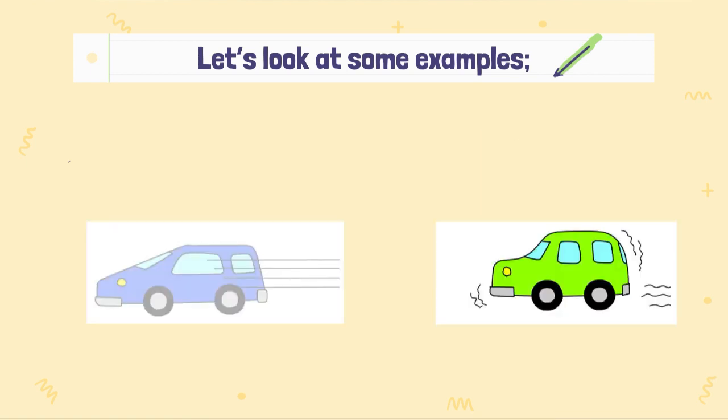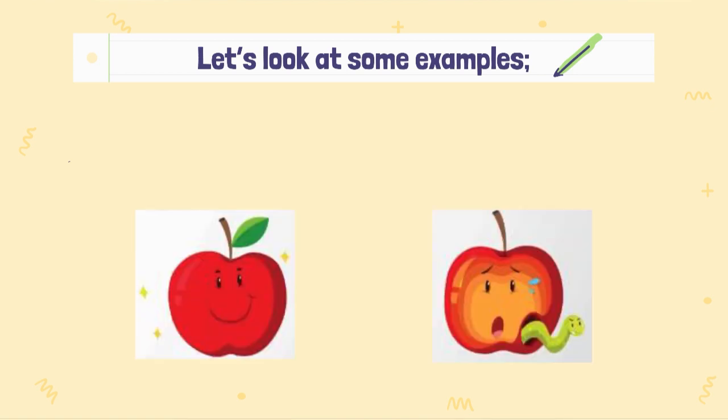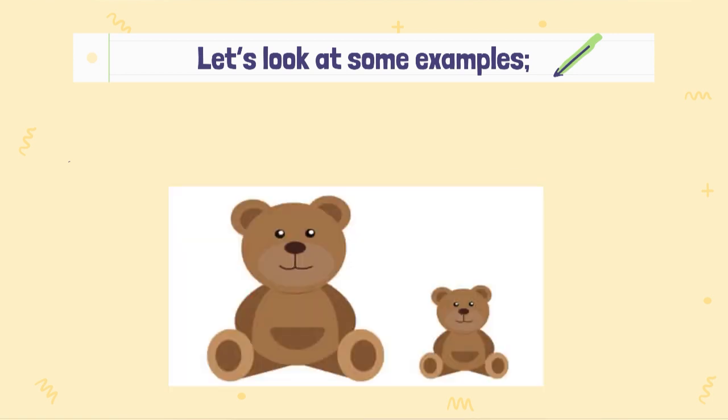Okay, now the second example, fast car, slow car. So car is the noun, fast is the basic adjective, slow is the basic adjective. Guess what it means by looking at the picture. Alright, now the third example, good apple, bad apple. So good means, I think you can guess by looking at the picture, right? Okay.